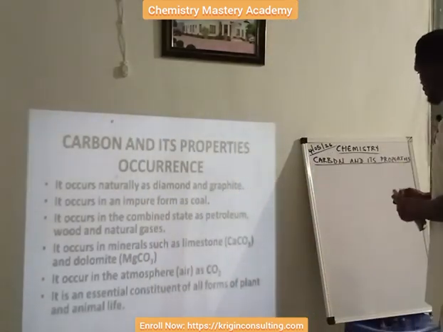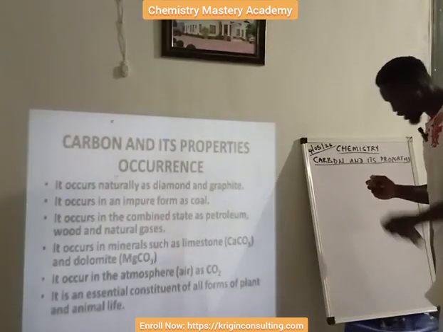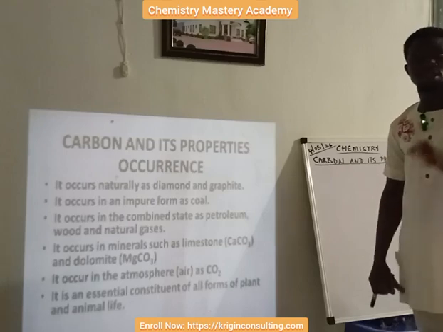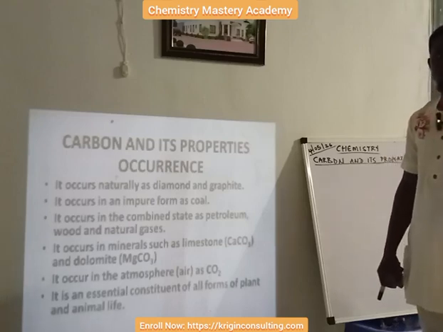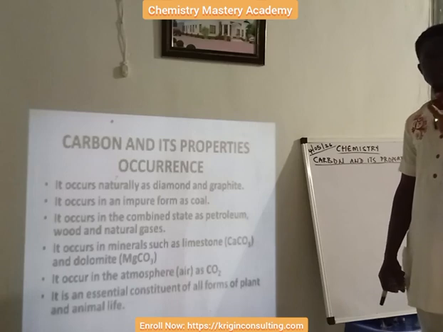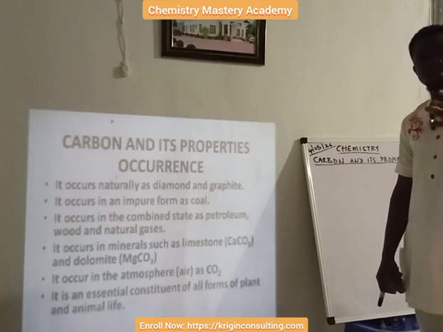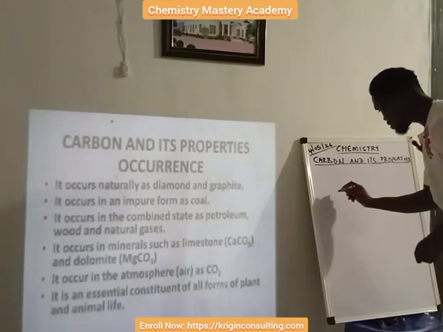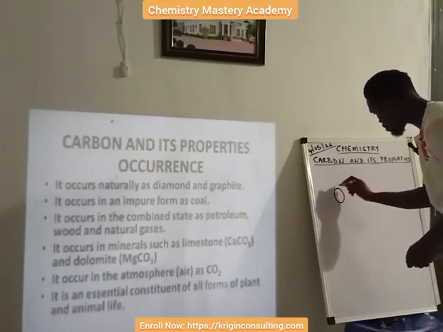Alright, so first of all, we know that carbon is a group 4 element. Why is it a group 4 element? It's a group 4 element because it has 4 electrons in its atomic shell. So it has 4 valence electrons. This is the atomic structure of carbon.